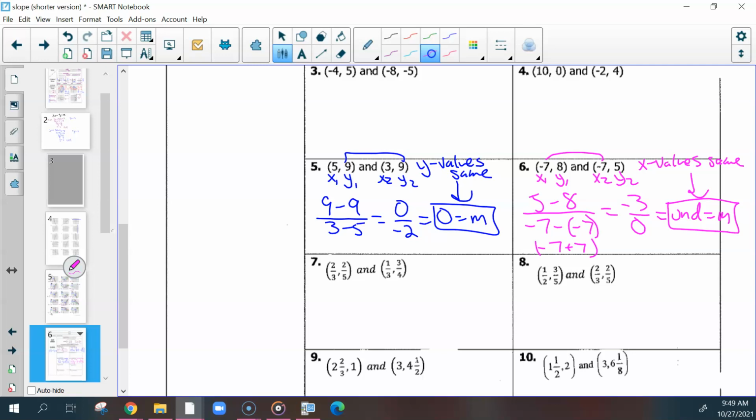We're going to start this last problem and see if we have time to finish it. This last one is the same process, but you're dealing with fractions. So it takes a little longer because there's a lot more work.